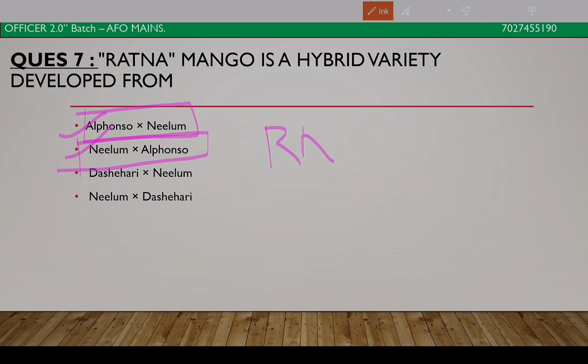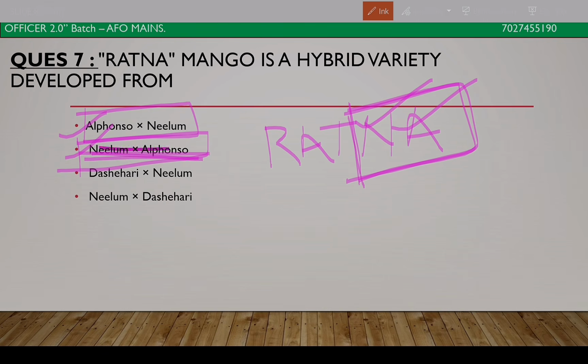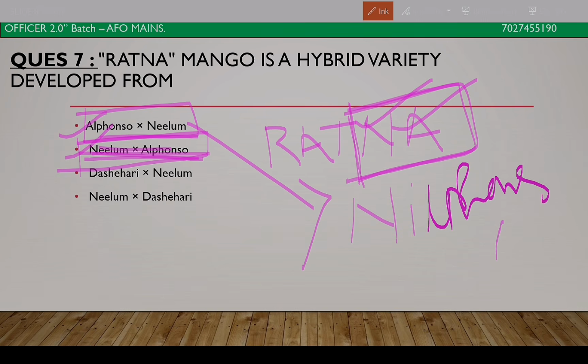That is RATNA. Okay. These two last words. Focus on these two last words. Neelam, Alfonso. And the correct option will be B, Neelam Alfonso. And if we look at the cross of Alfonso and Neelam, we will get Nilfonso. Okay, Alfonso and Neelam crossed to get Nilfonso. And here the correct option is Neelam and Alfonso crossed to get Ratna. Okay.